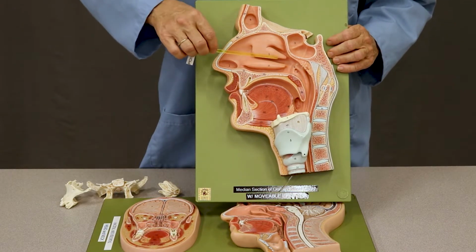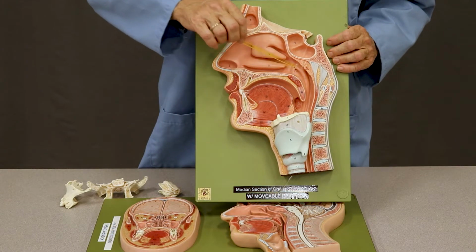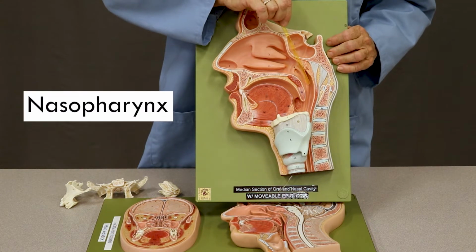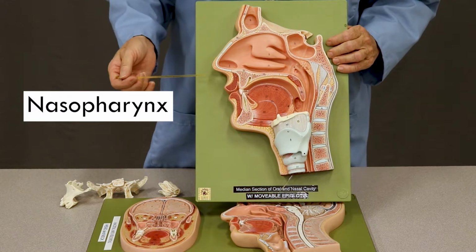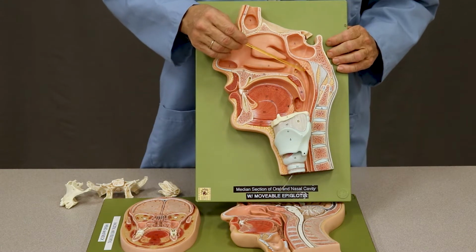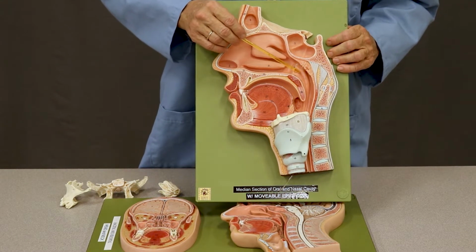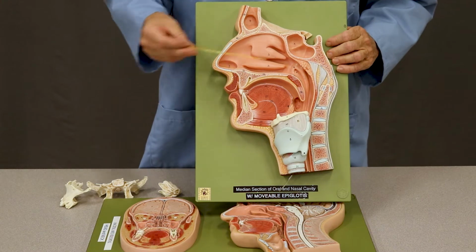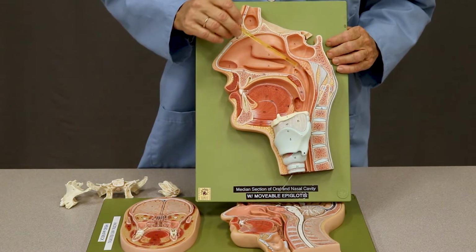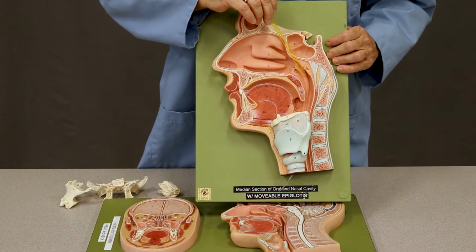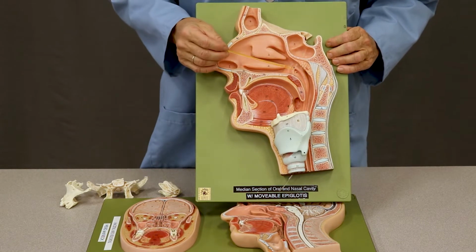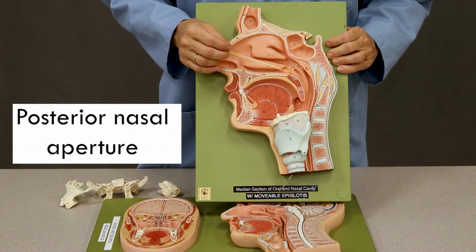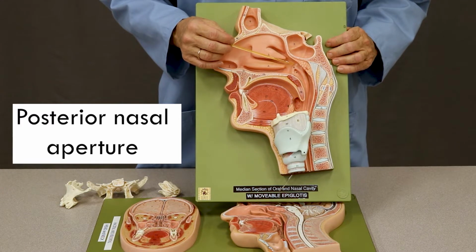As the nasal cavity passes air through it, that air will pass into this area called the nasopharynx. As it passes into the nasopharynx, this anatomical region right here is called the internal nares. So we've got the external nares, and the internal nares as it passes into the nasopharynx. The internal nares is also called the posterior nasal aperture in some texts.